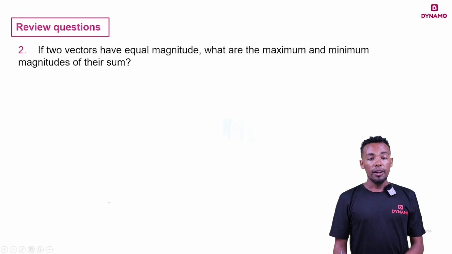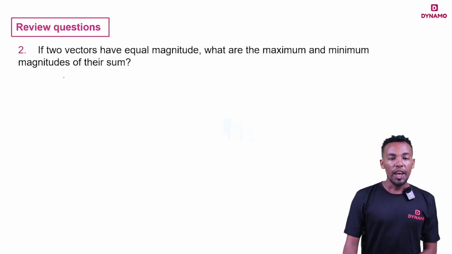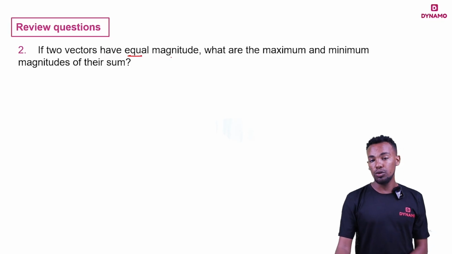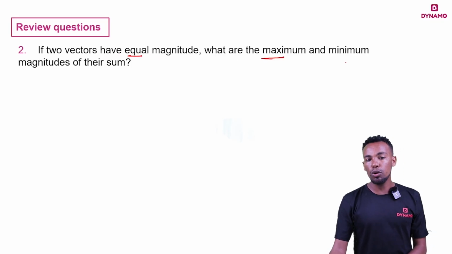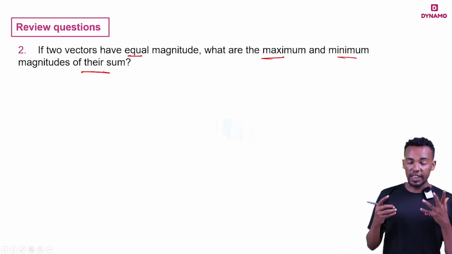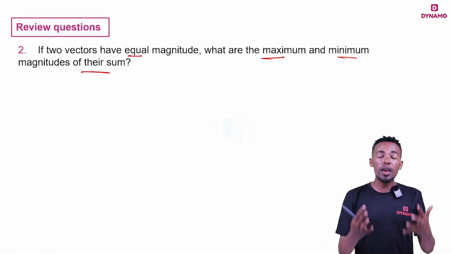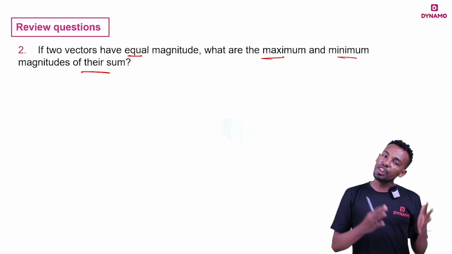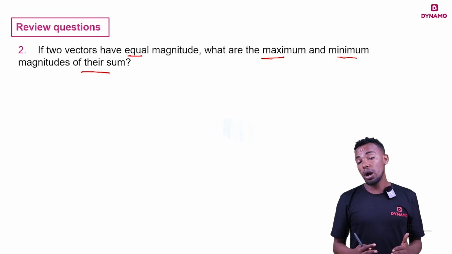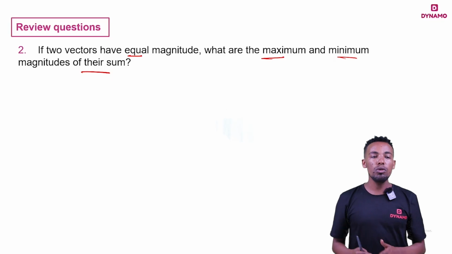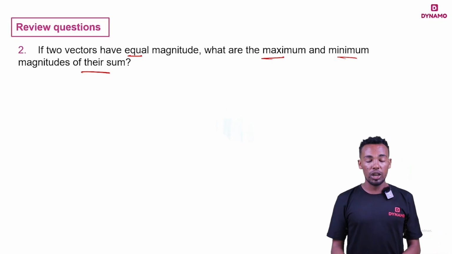The answer is what? The question number 2 states that if two vectors have an equal magnitude, what are the maximum and also minimum magnitude of the sum? Vector A and vector B have the same magnitude. What is their sum, and what is their maximum value and also the minimum magnitude?